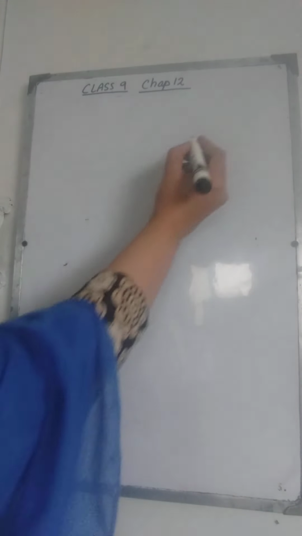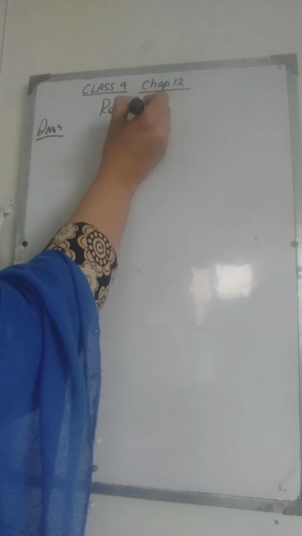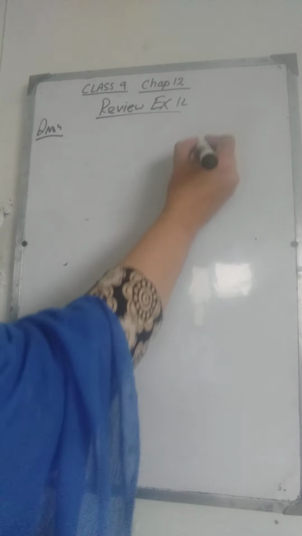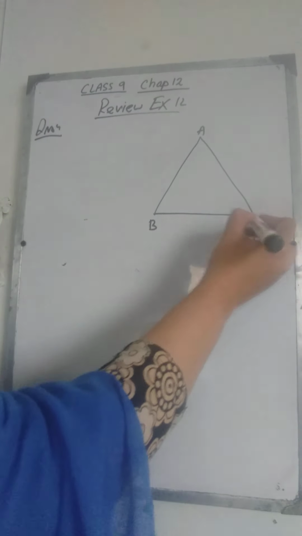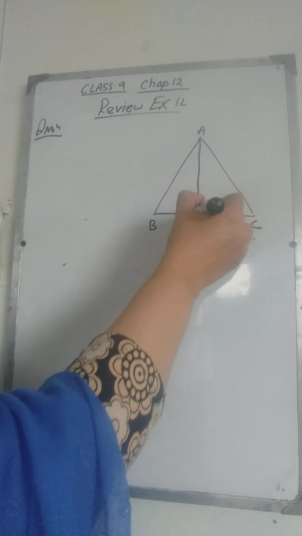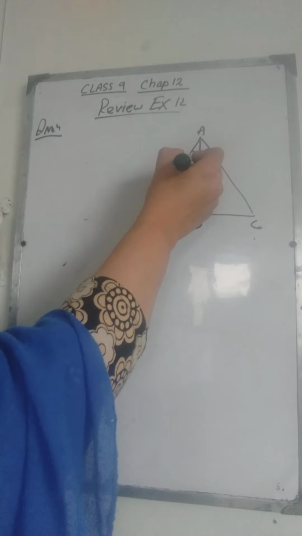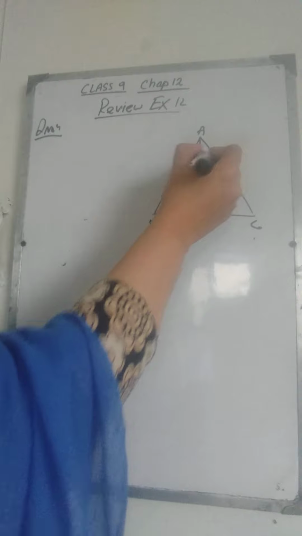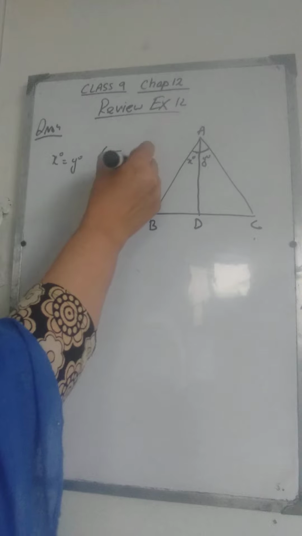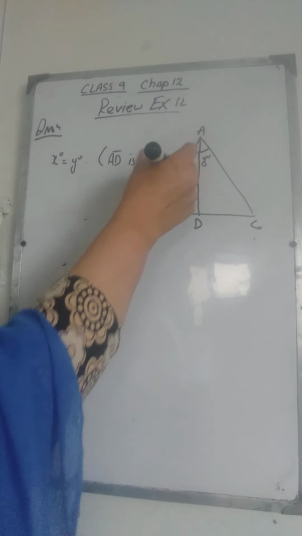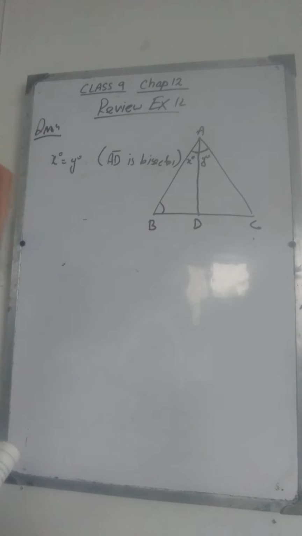Let me draw the figure. Question number 4, Review exercise 12. We are given the triangle ABC, and this AD is the bisector of angle A. Bisector means it is dividing this angle into two equal halves. They have named the halves as x degree and y degree. It means that x degree will be equal to y degree because AD is the bisector of this angle, and bisector means it will always divide this angle into two equal halves. Also, this is angle Z.